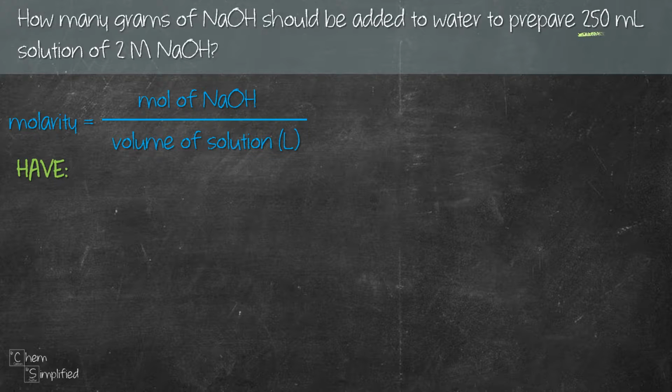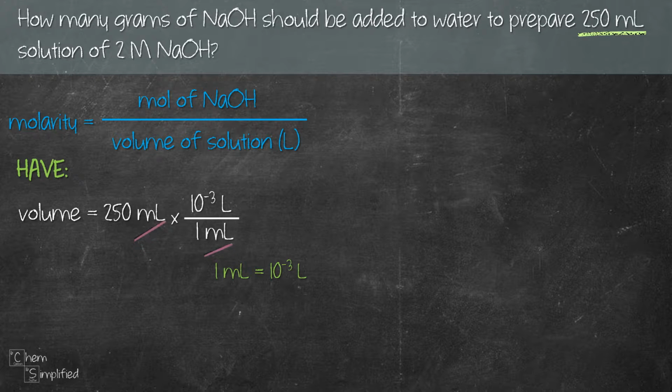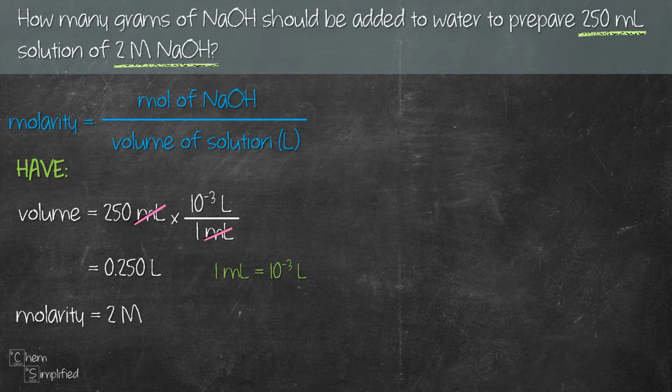We're given the volume, which is 250 mL. Since the formula requires the volume in liters, let's go ahead and convert our 250 mL to liters. So we know that 1 mL is equivalent to 10 to the power of negative 3 liter, or 1000 mL is 1 liter, whichever works for you. That's going to come out to be 0.25 liter. We have the molarity, which is 2 molar, and the question wants us to find the grams of NaOH.